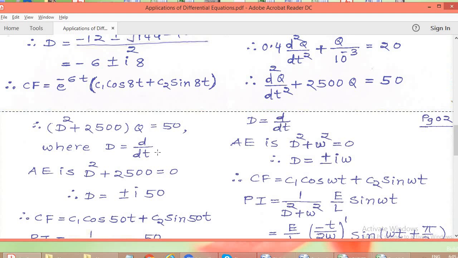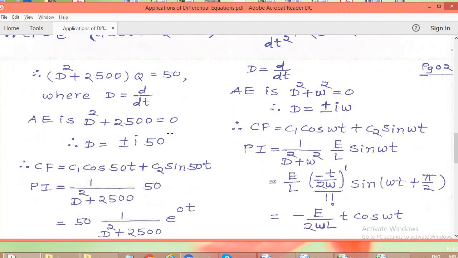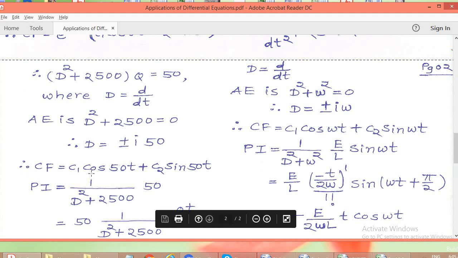So again, defining capital D equal to d by dt, this becomes D squared q plus 2500 q equal to 50. And the auxiliary equation is D squared plus 2500 equal to 0. Therefore D equals plus or minus i times 50. The complementary function will be c1 cos 50t plus c2 sin 50t, and the particular integral is going to be q.